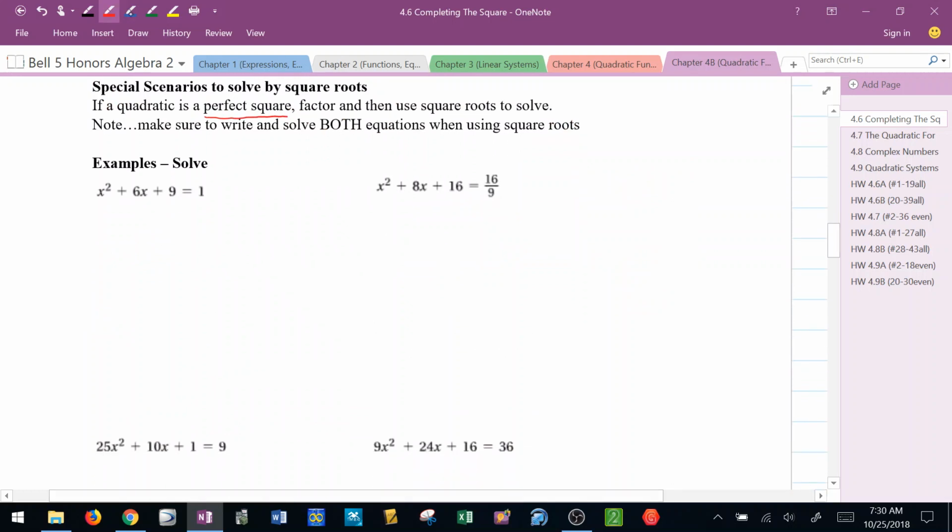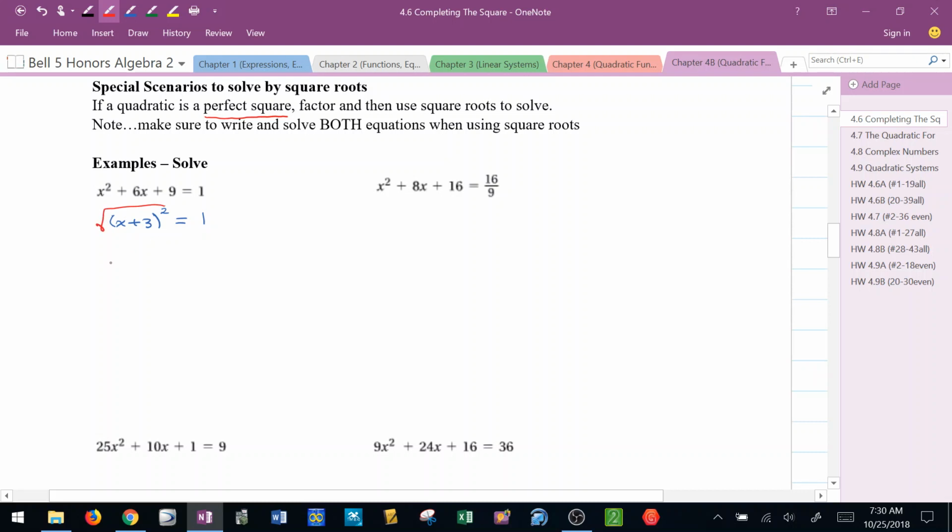If I look at the first one here, I know that x squared plus 6x plus 9, if I factor that, it will factor to x plus 3 times x plus 3. But I'm going to write this as x plus 3 squared. And that's equal to 1. All right? I now have that same scenario that I did before. I have a perfect square equal to a value. So I'm going to take the square root of this.